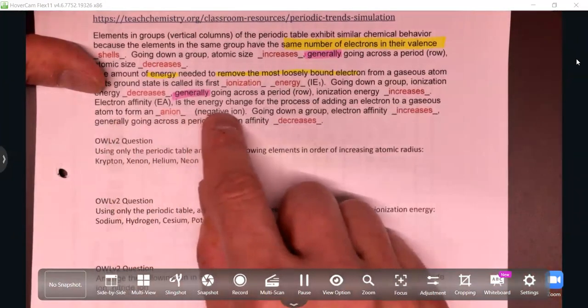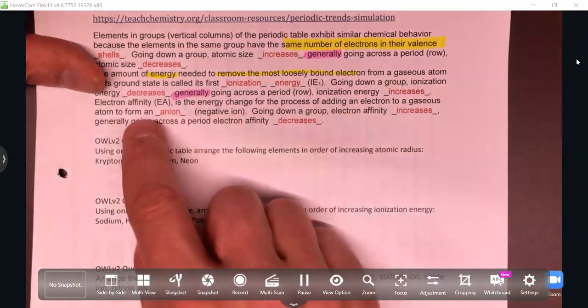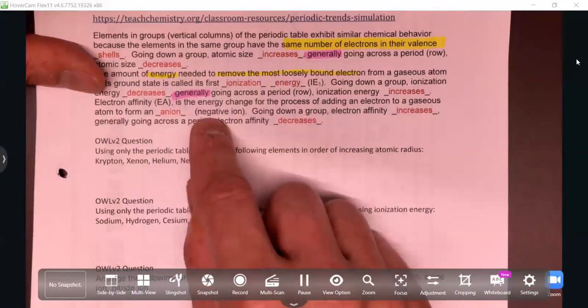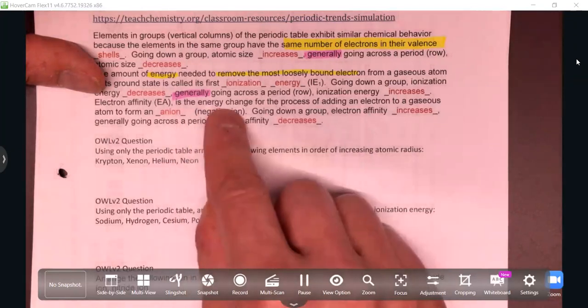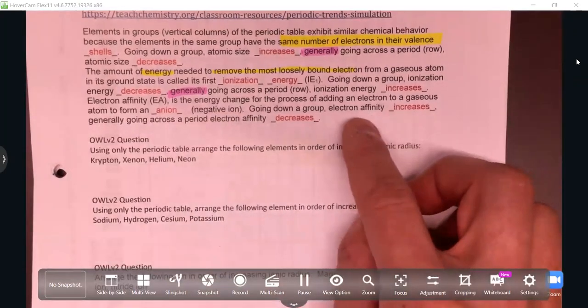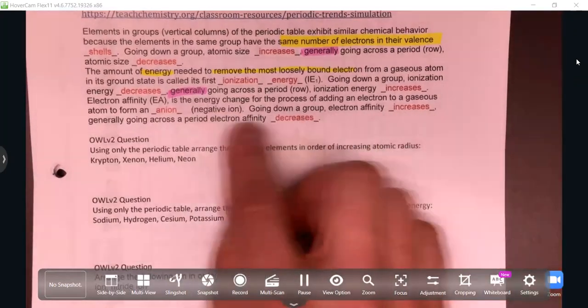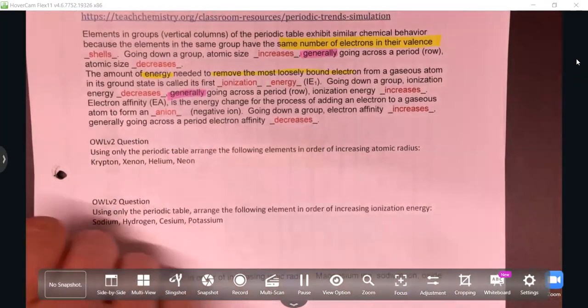Electron affinity is the energy change for the process of adding an electron to a gaseous atom in the form of an anion. Which elements want an electron? The nonmetals on the right, correct? The nonmetals on the right. Going down the group, the electron affinity increases. And going across the period, the electron affinity decreases.